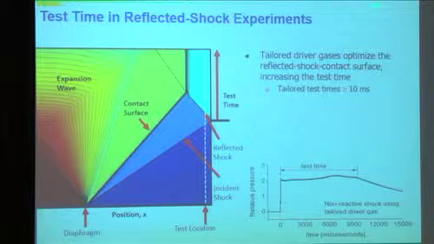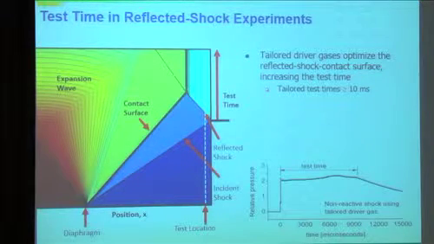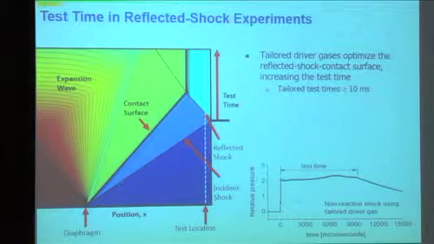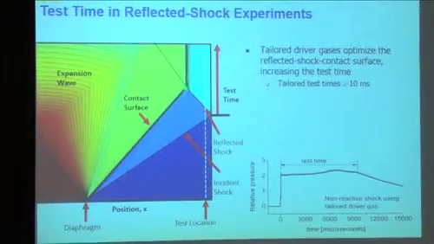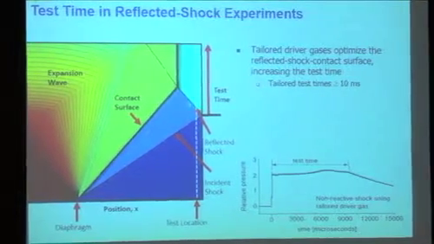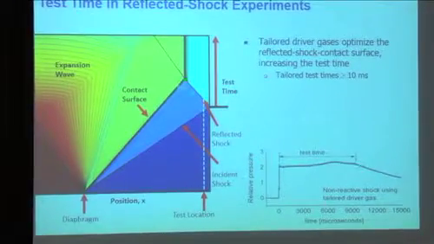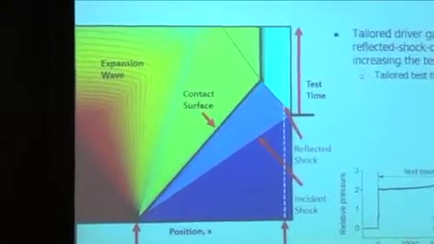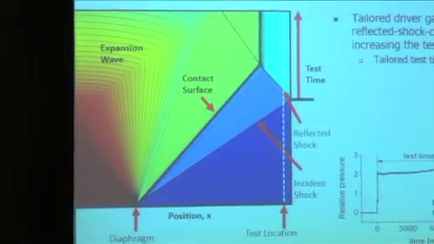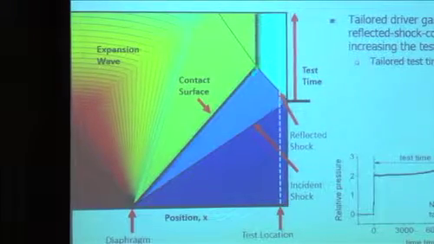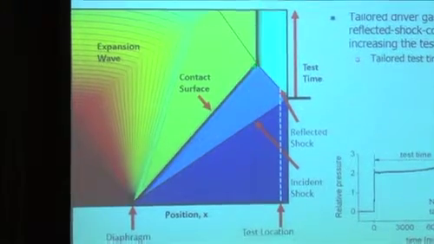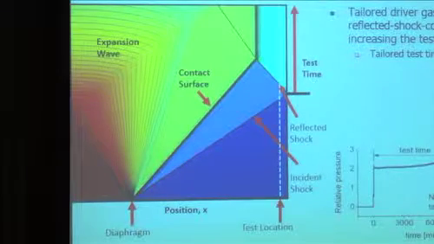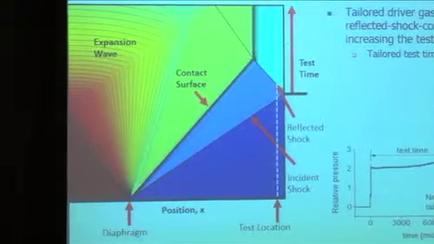So if you fix this problem, it's called tailoring. I think it was first done in Europe, maybe around 1965, 1970. All it means is when this wave comes back and it's passing through this test gas, you have to arrange what's called the acoustic impedance of this gas to match the acoustic impedance of this gas, in which case this contact surface will go vertical and there is no wave reflection. Then you get longer test times.